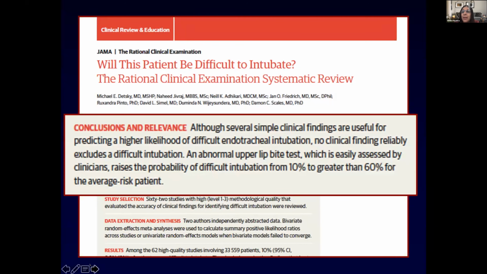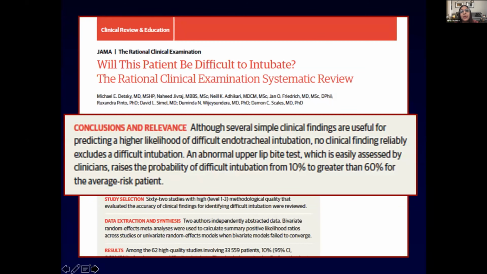So, coming to this kind of literature review, you really don't have any of the tests that can really predict and tell you, yes, for sure, this will be a difficult airway. A combination of tests may be better. And among the tests that we have, the upper lip bite test is the one that has the highest probability of assessing a difficult intubation.